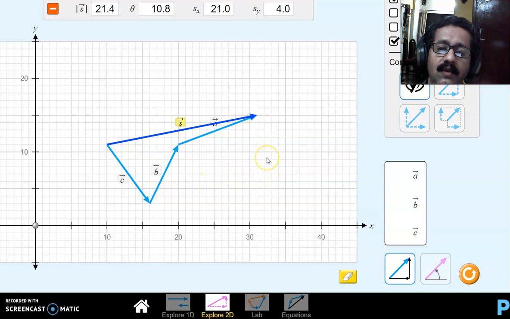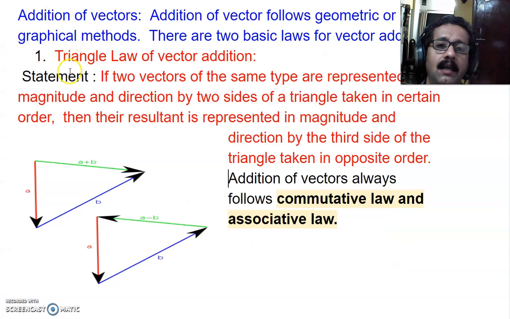So this very superb animation has shown you how you can add vectors, and I hope this should help you to understand this triangle law of vector addition rather than just studying the statement. I have shown you by several examples of vectors how we can add vectors by using triangle law of vector addition. In the next video of ours, we will be speaking about the parallelogram law of vector addition.